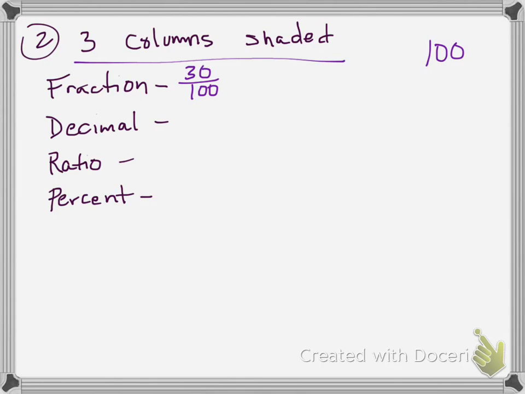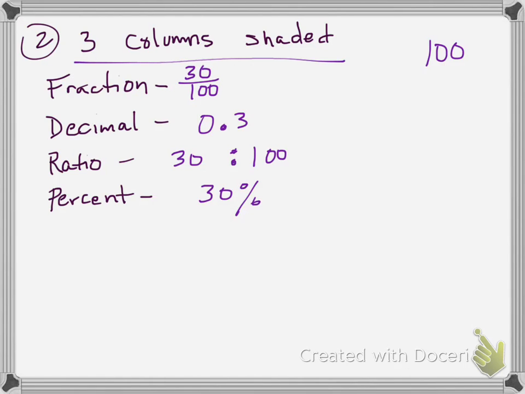For my fraction, 30 out of 100 would reduce to 3/10. My ratio, I could write this as 30 shaded to 100 total. And my percent would be 30%.